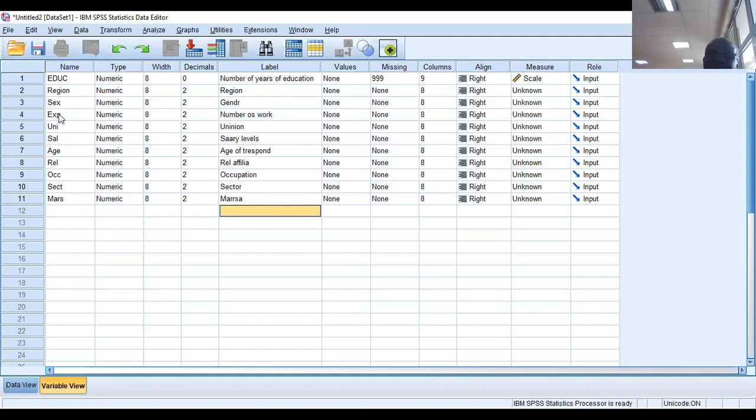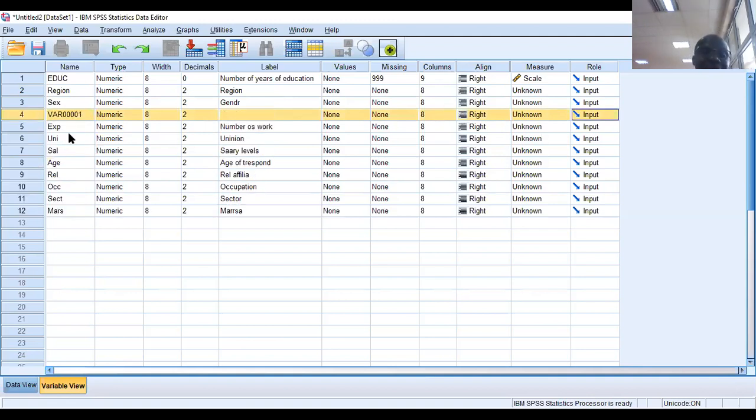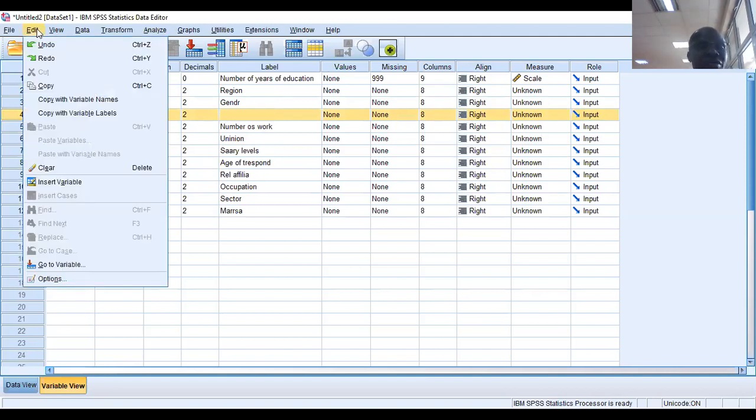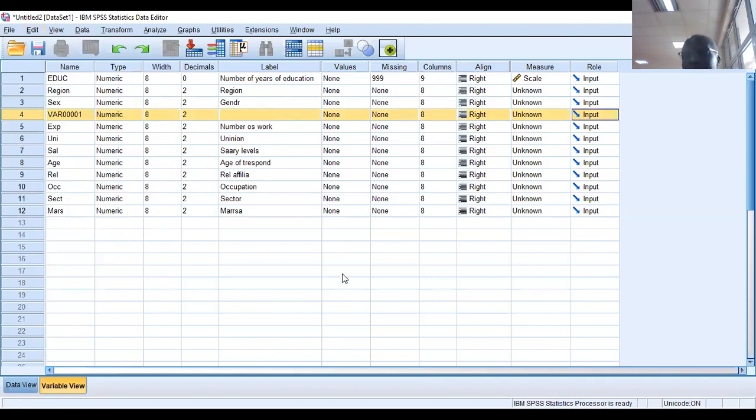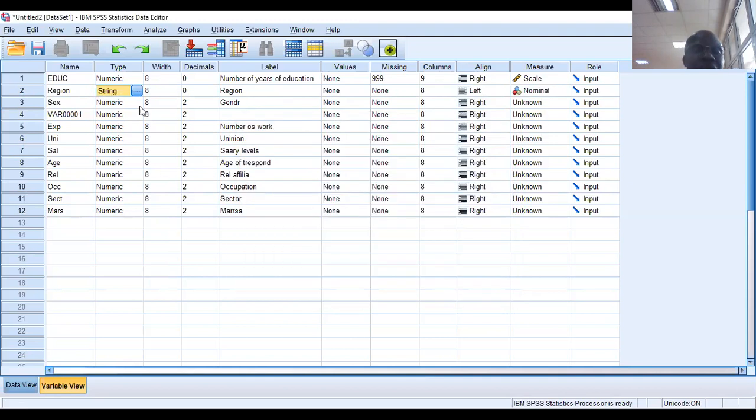data is entered, then I would have just come here to insert. Insert what? A variable. Then I just edit this, change this, type the name here. But we don't need to, I undo. Just undo that. Then you now define everything else. Of course, region can never be numeric. It is a string. Sex can never be numeric. It is a string.